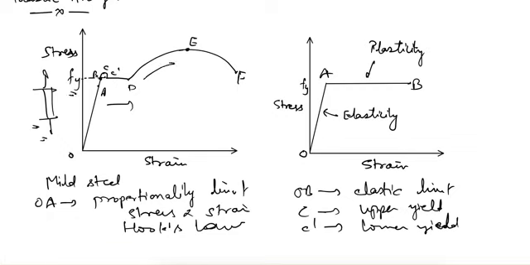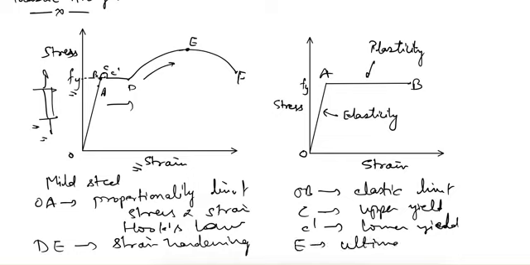Now in this part D, again we have to increase the stress to strain the material. So this part D is known as the strain hardening part. That is, we again have to increase our stress in order to increase our strain, and then we reach our point E, that is the ultimate stress point, and corresponding to it we get the ultimate load on the material.